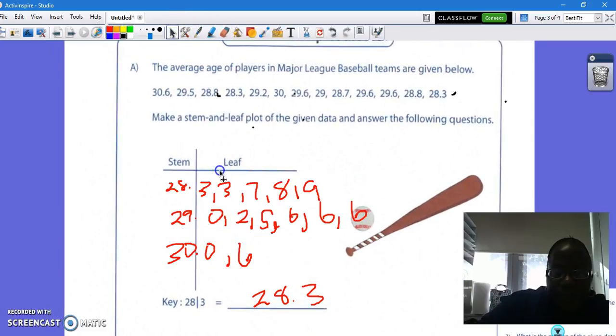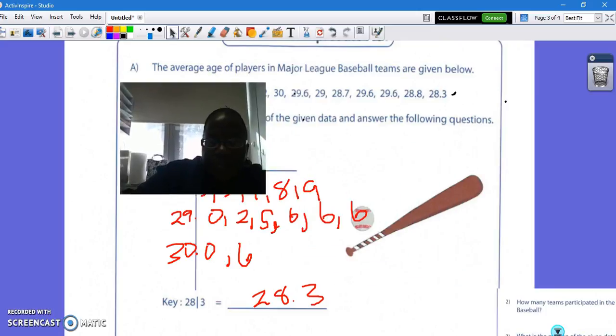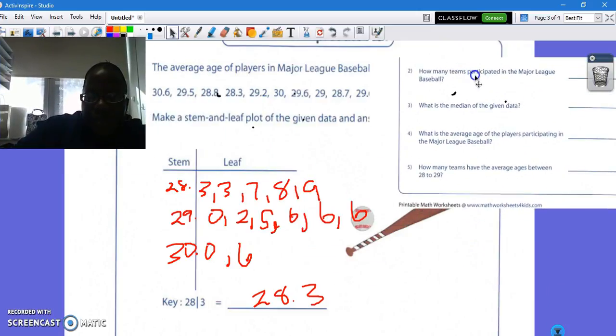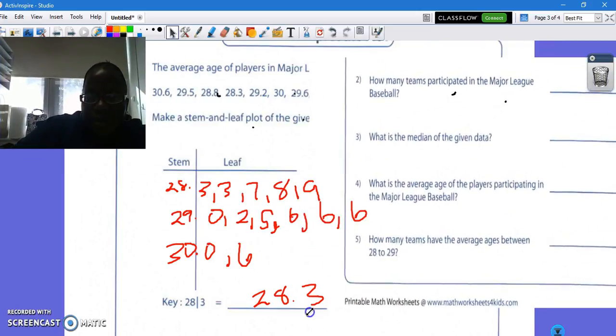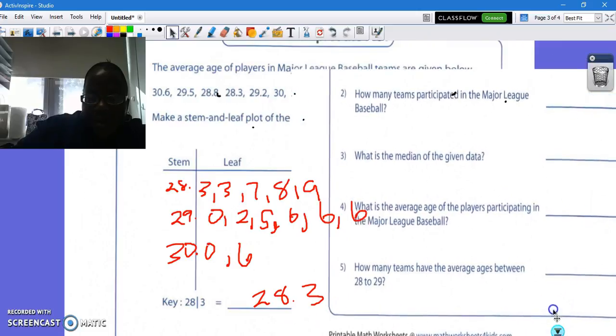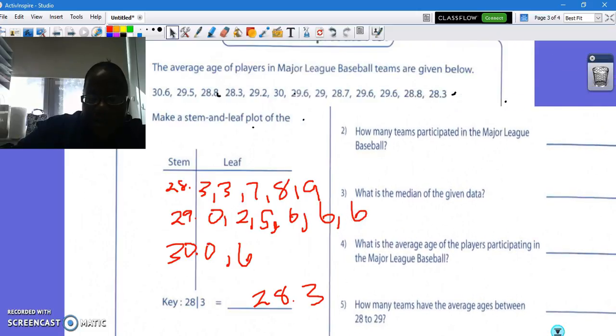All right. So for question number 2, I'm going to erase this, put this back so you can see it better, and bring up question number 2. Question number 2 says, how many teams participated in Major League Baseball? Remember, the leaves count as an item. In this case, we're counting the leaves as a team. If we count all of them, we have 1, 2, 3, 4, 5, 6, 7, 8, 9, 10, 11, 12, 13. 13.